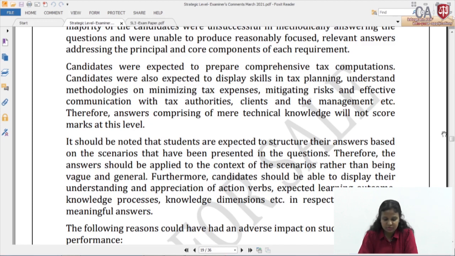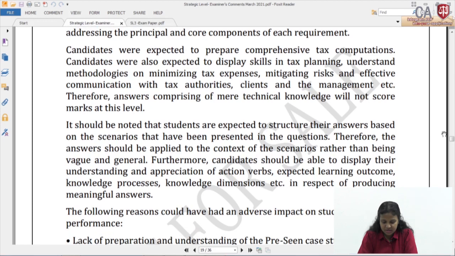Expected learning outcome, knowledge process, knowledge dimensions, etc. In respect of producing a meaningful answer, I am always telling you, the answer should have an answer format: the theoretical part, application to the question, it's really important. Then if you need to argue, as in a discussion forum, you have to argue, and the recommendation and conclusion should be included in your answer.